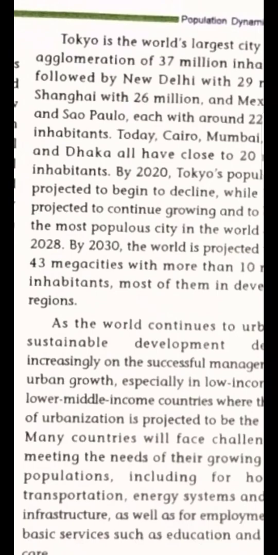Many countries will face challenges in meeting the needs of their growing urban populations, including housing, transportation, energy systems and other infrastructure, as well as employment and basic services such as education and healthcare. So we are now facing growing urbanization. Because more and more people will be coming towards the cities and residing there, there will be problems in housing, transportation and energy systems. There might be problems for employment. Basic services like education and healthcare will not be readily available.